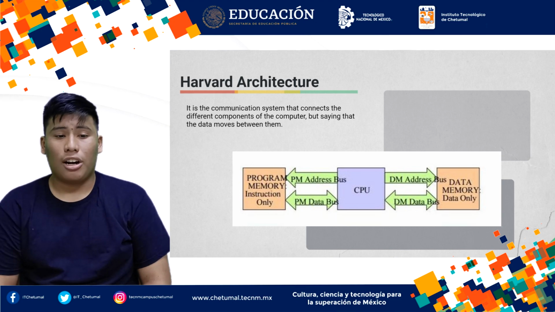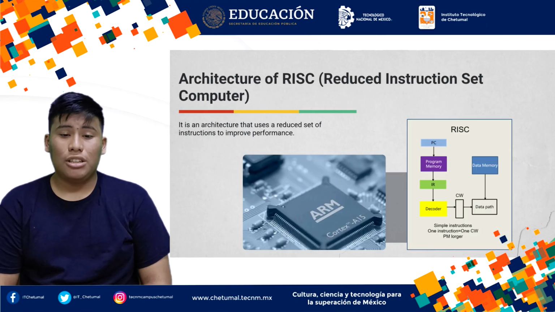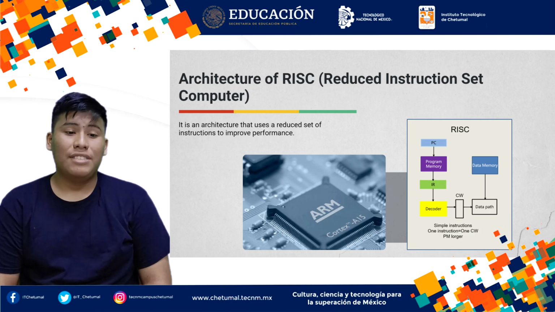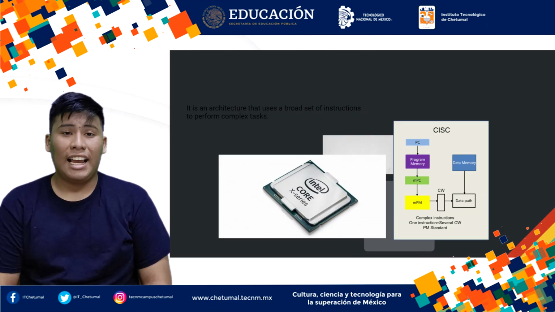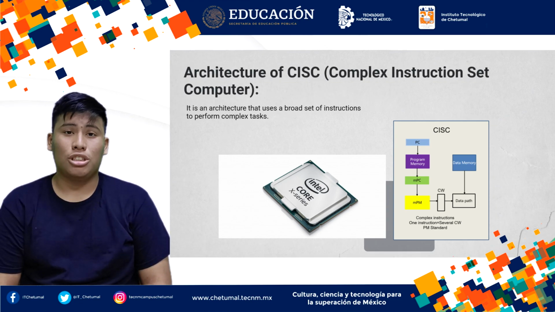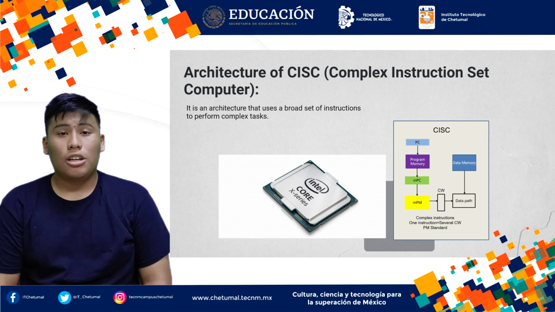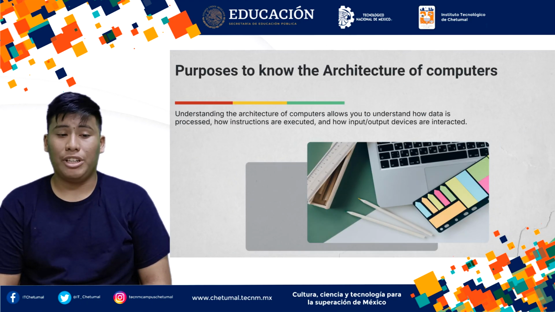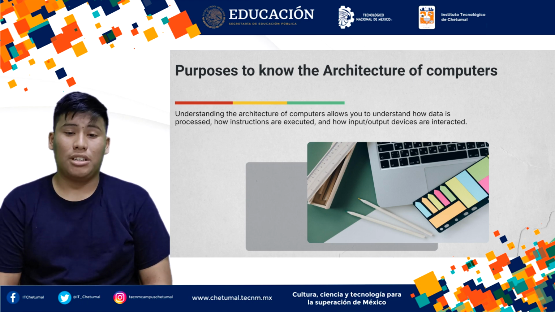3. RISC architecture. It is an architecture that uses a reduced set of instructions to improve performance. 4. We have CISC architecture, and it is an architecture that uses a broad set of instructions to perform complex tasks. The computer architecture has several fundamental purposes that define its design and operation, such as 1. To understand how computers work.